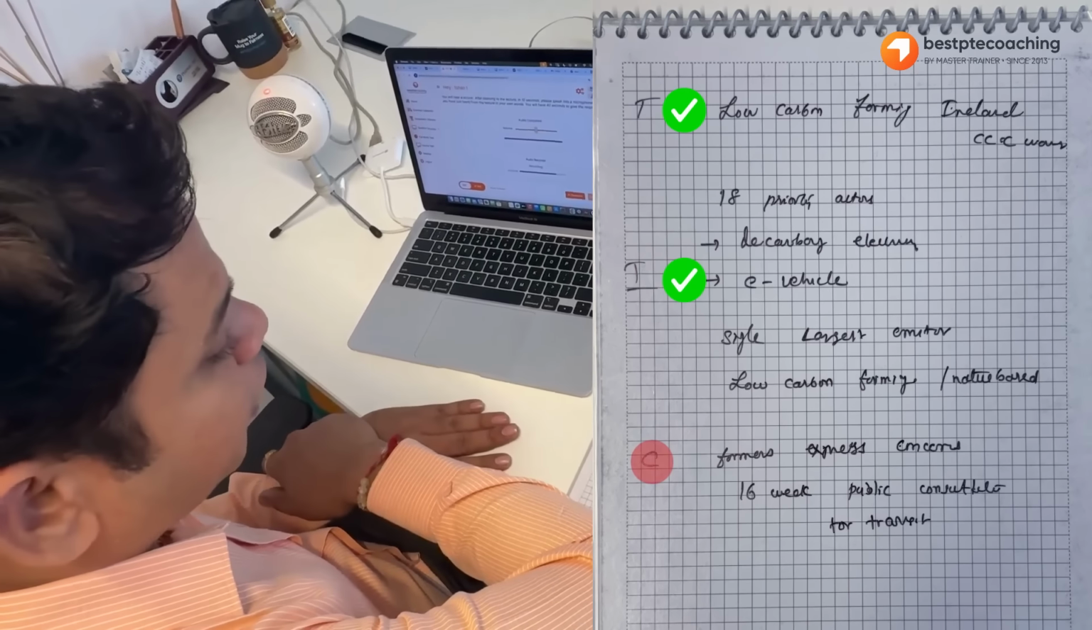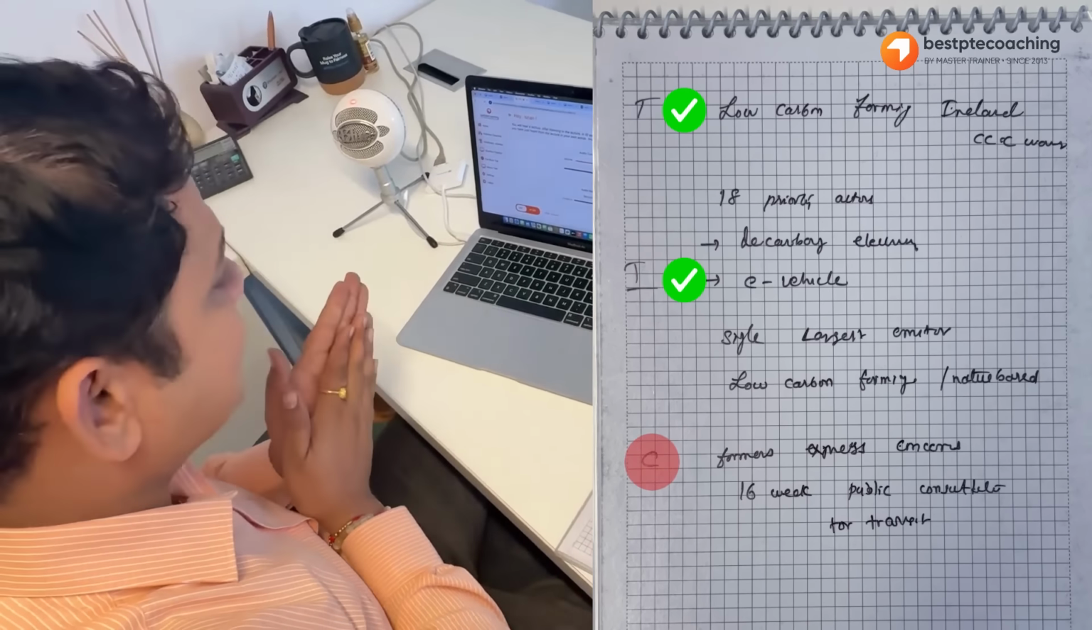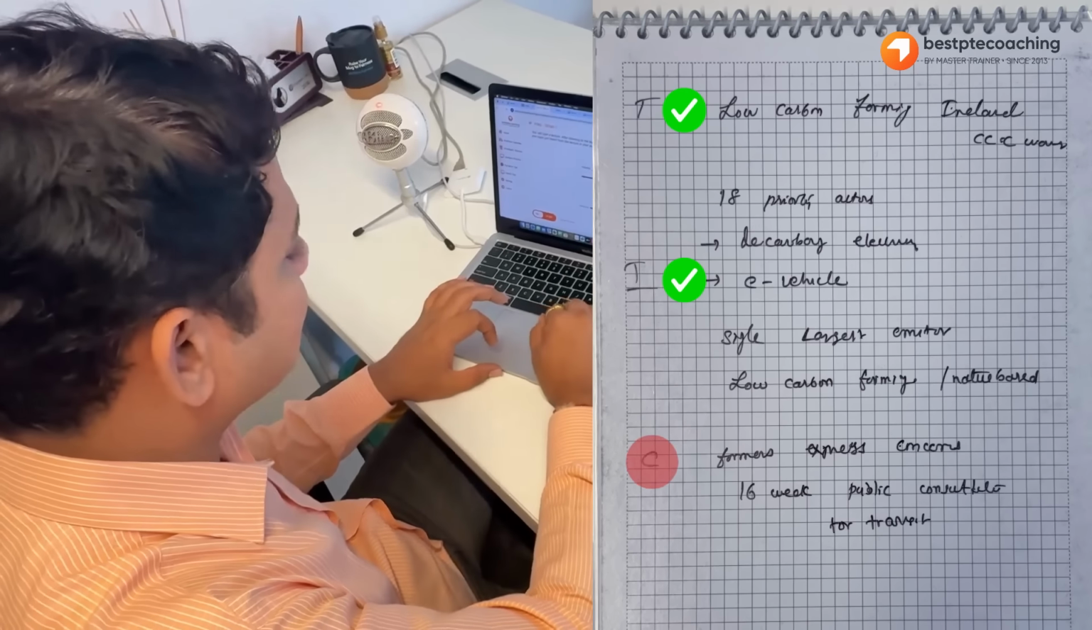She finally concluded talking about the farmers expressing concern over these policies, and there will be a 16-week legislation consultation happening.